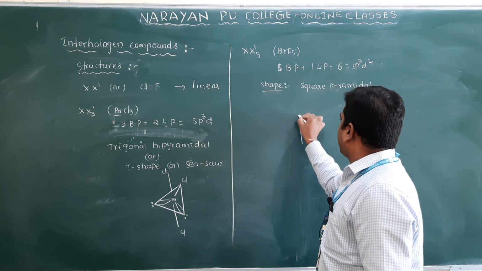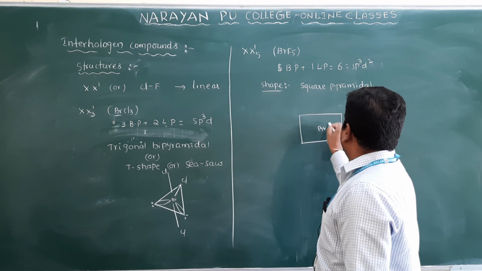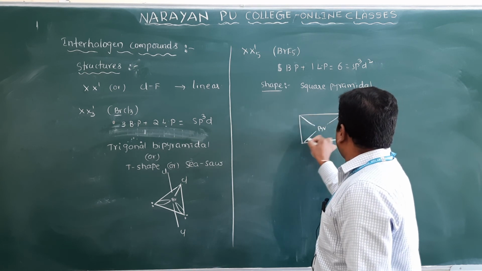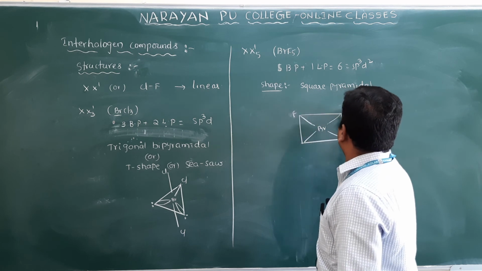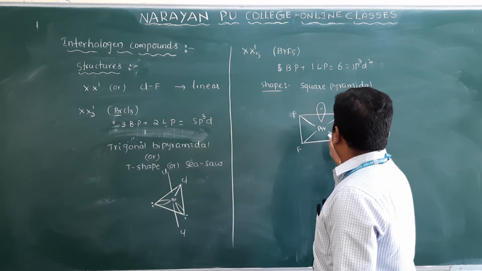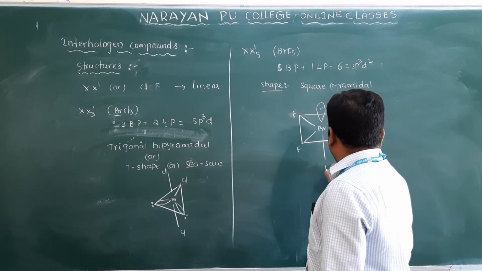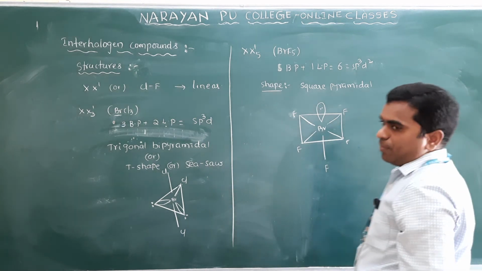What is square pyramidal? This is square pyramidal. What is there here? Bromine. And here 4 fluorines are attached, F, F, F and F. And here there will be 1 lone pair, and here there will be another fluorine. Clear? So this is square pyramidal.